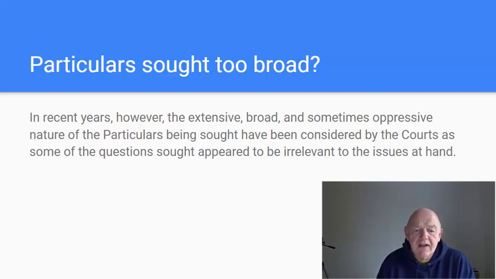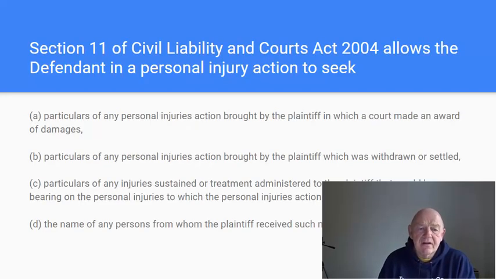In recent years, however, there have been some developments in the whole area of particulars, in relation to seeking too extensive and too broad and sometimes too oppressive particulars. These situations have been considered by courts because invariably the defendant or defendant's solicitor won't reply to them, or will only reply to some of the particulars, some of the questions raised. Section 11 of the Civil Liability and Courts Act of 2004 allows the defendant in a personal injury action to seek particular details.